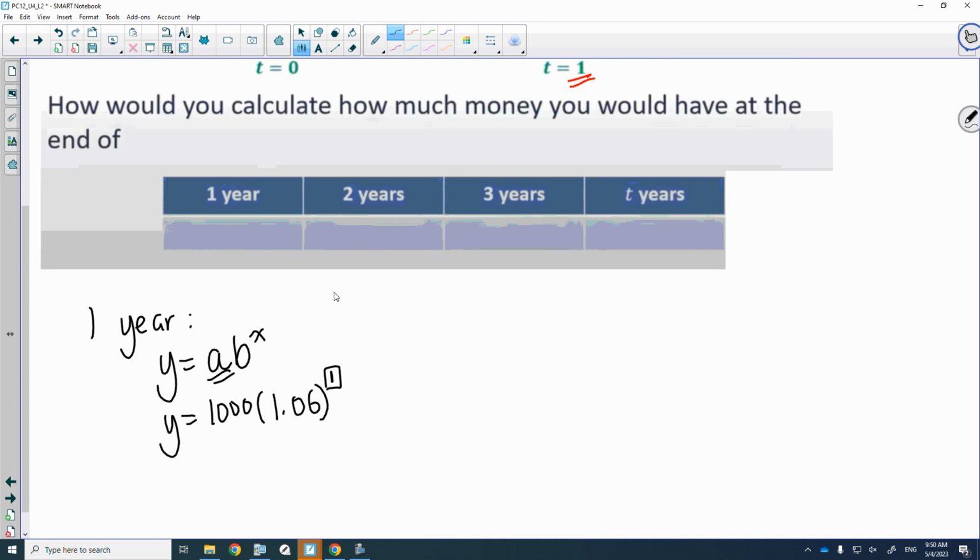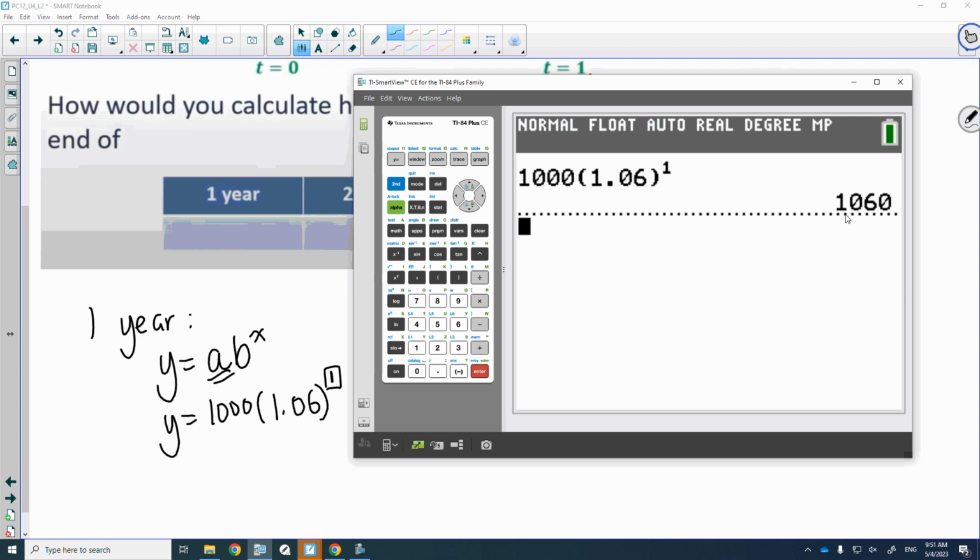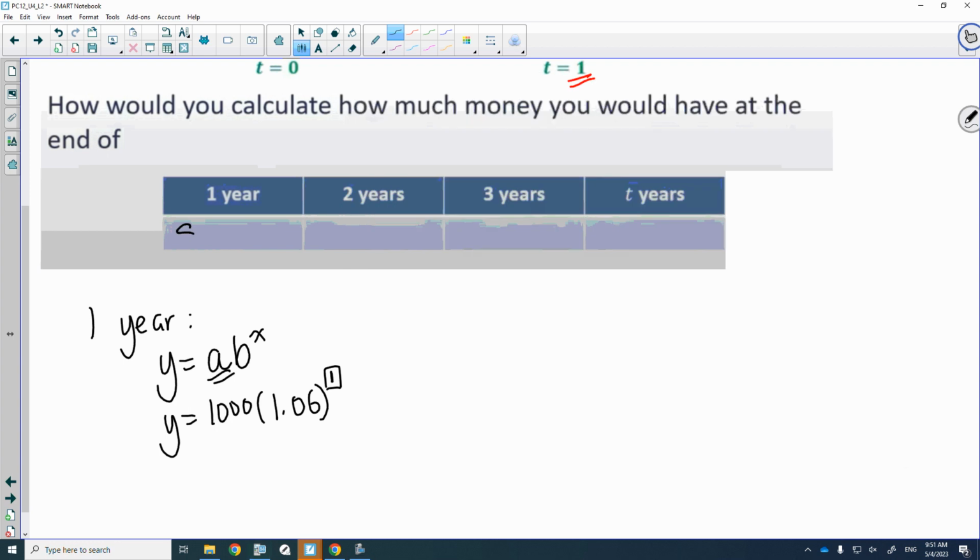So at 1 year, if we make 6% on our money, we put 1,000 in, after 1 year the bank is going to pay us 1,060. So they're going to pay us $60 interest. With currency, you always need to have two decimals. Some students would look at this and say, we're getting paid $60 a year.